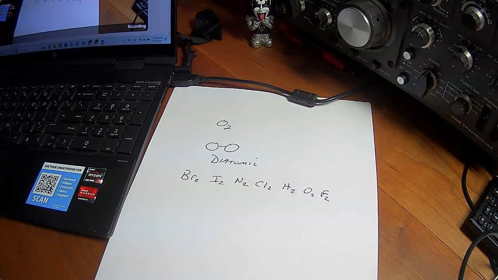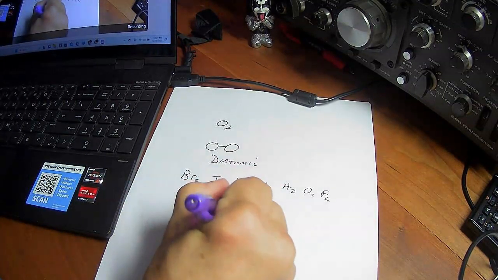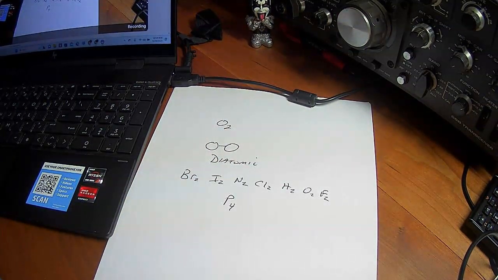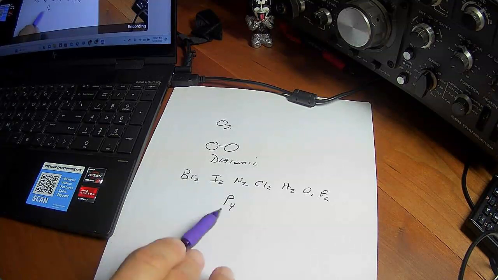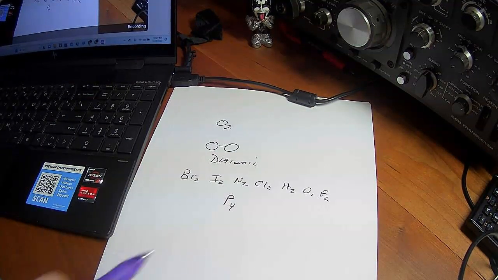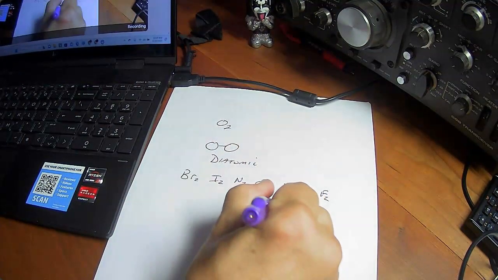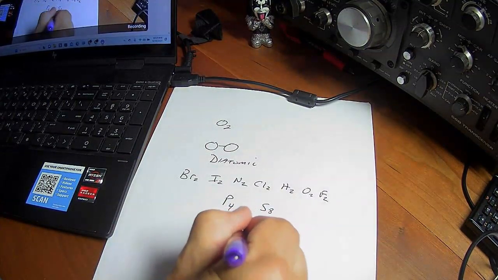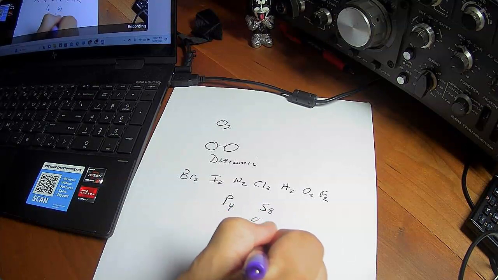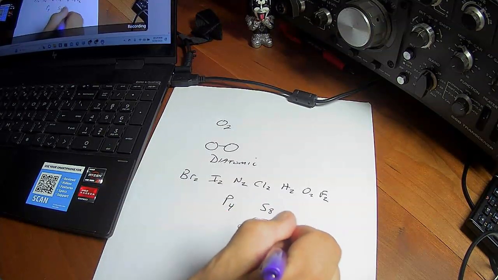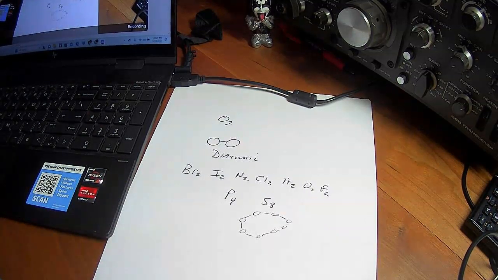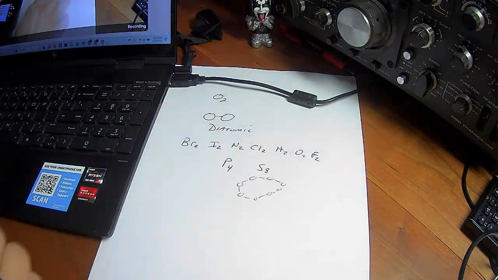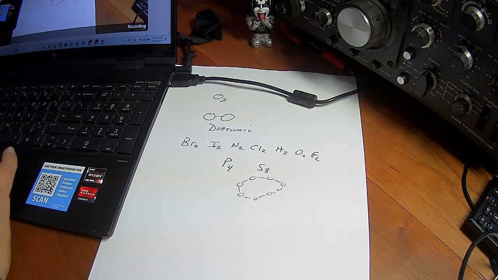There are a couple other ones that in nature occur as polyatomic, and we have P4, that's phosphorus. So when phosphorus is found in nature, it doesn't occur as just phosphorus atoms, it occurs as this P4 molecule. And S8, sulfur, actually forms eight sulfur atoms, 1, 2, 3, 4, 5, 6, 7, 8, some sort of a ring structure like that. Anyway, those are the diatomic and polyatomic molecules the way they occur in nature.